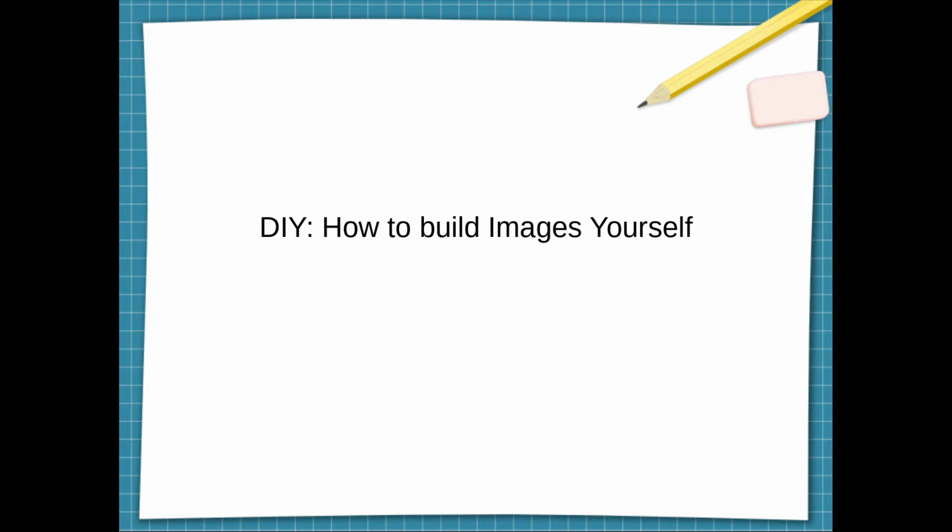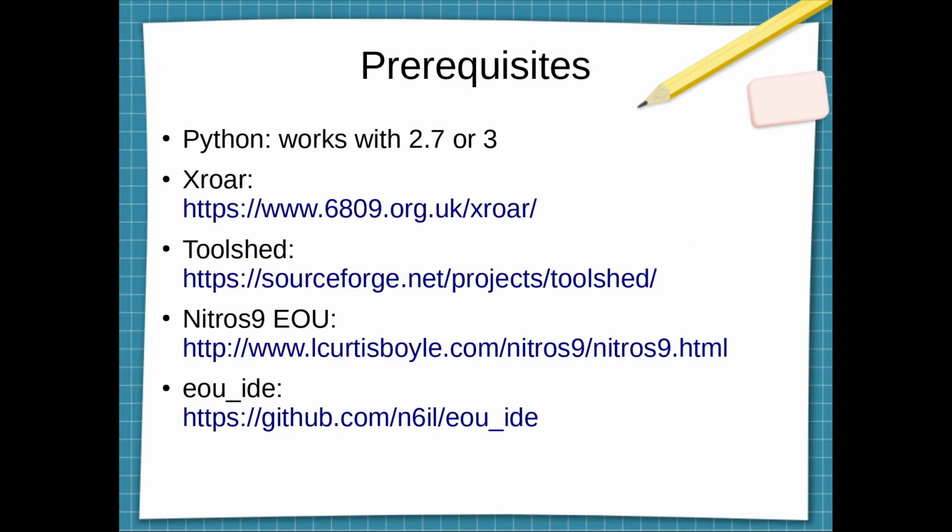All right, now we're going to enter into the do-it-yourself section, how you actually build the images, how the images are built. So in order to build the images yourself, you need to have some version of Python. The script has been tested with both Python 2.7 and 3. It works perfectly fine on both. CocoaPi still has 2.7. Most other Linuxes have moved on to Python 3.